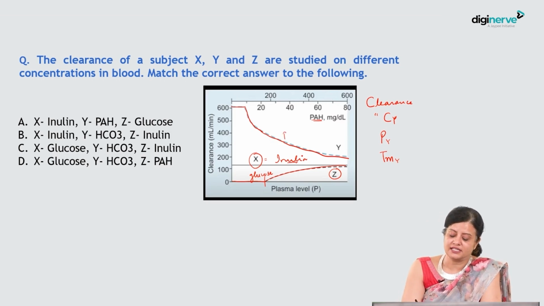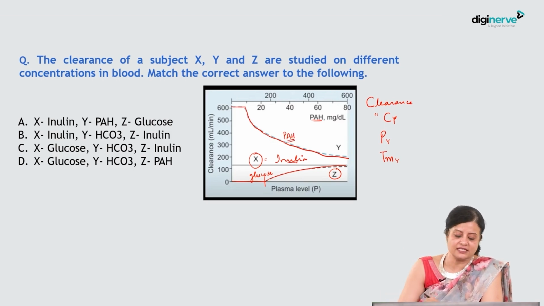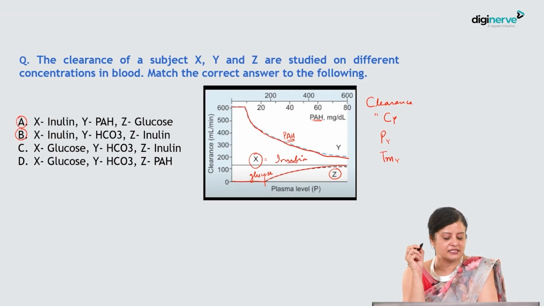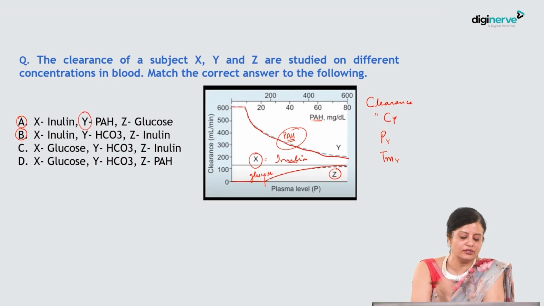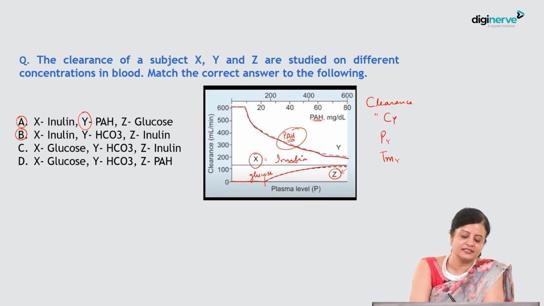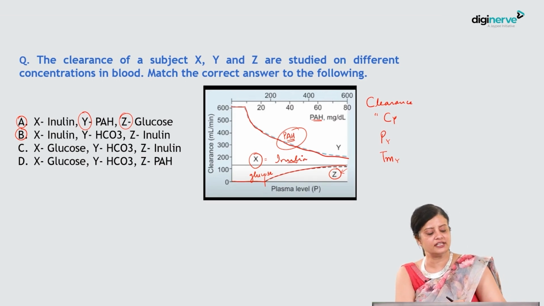This substance is para-amino hippuric acid, or PAH. So now we know that our substance X is inulin. We have two choices which tell us that X is inulin. Our substance Y is PAH, which appears only in choice A, and our substance Z is glucose. Hence the correct answer to this graph is A.